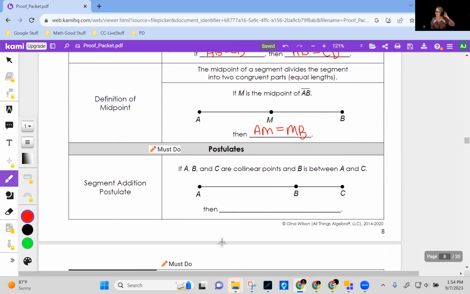And down here we have the segment addition postulate. You learned this in the first unit. If we have something like this, A, B, and C are collinear, that means they are on the same line. Okay, and B is between A and C, then we can say AB plus BC equals AC.